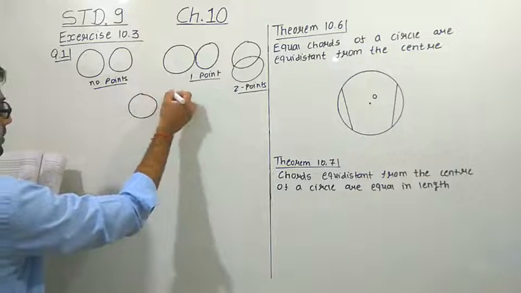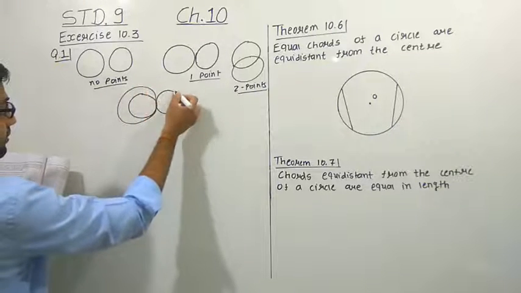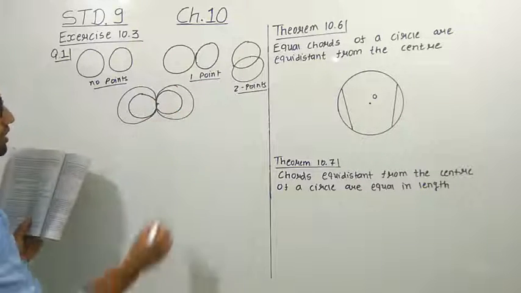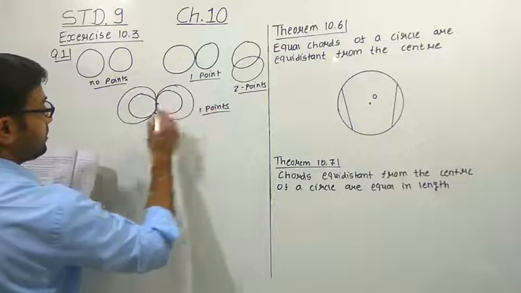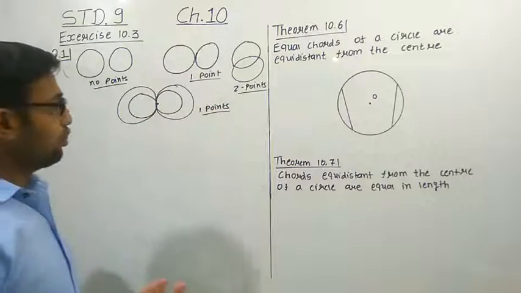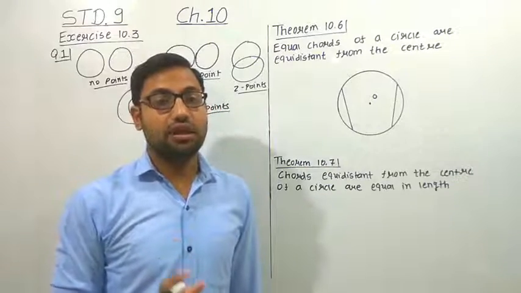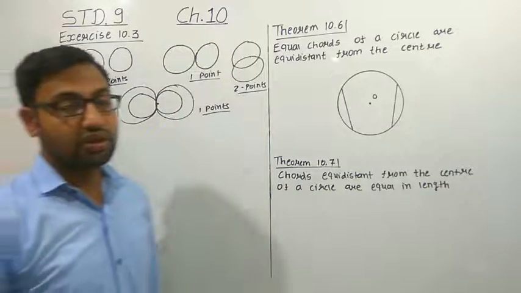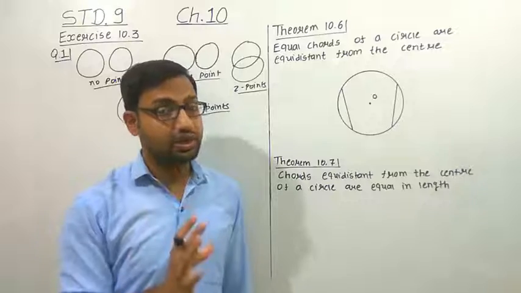Now let us try to draw other circles like this. One is like this, another one is like this, one more like this, another like this. So here also only one point is common between these four circles, right? So the maximum number of points we get when two circles intersect is 2 points. Only one condition is there: if the two circles have the same radius.